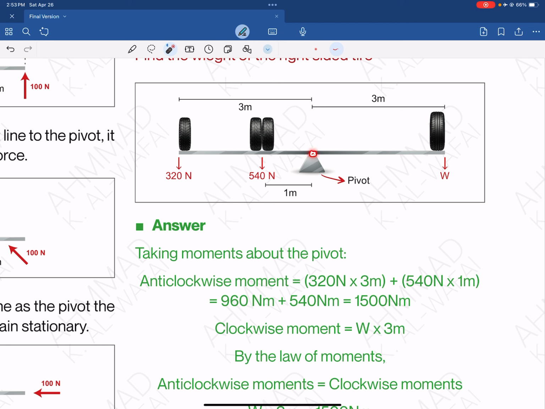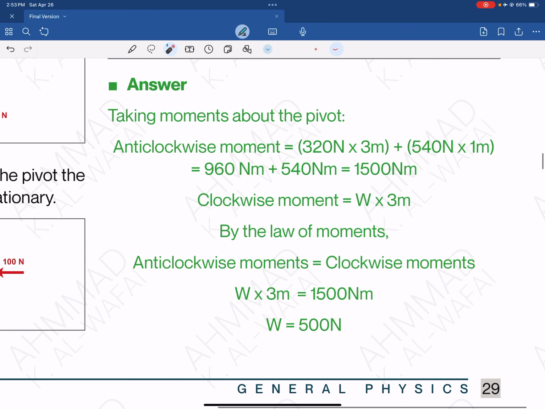If you take the moment at this point, this is going to act in this direction, and those two are going to act in this direction. So 320 times 3 plus 500 times 1 is equal to 3W from the opposite side. Doing that, you get this equation, basically 1500 = W times 3. So at the end, the weight is equal to 500 newtons.